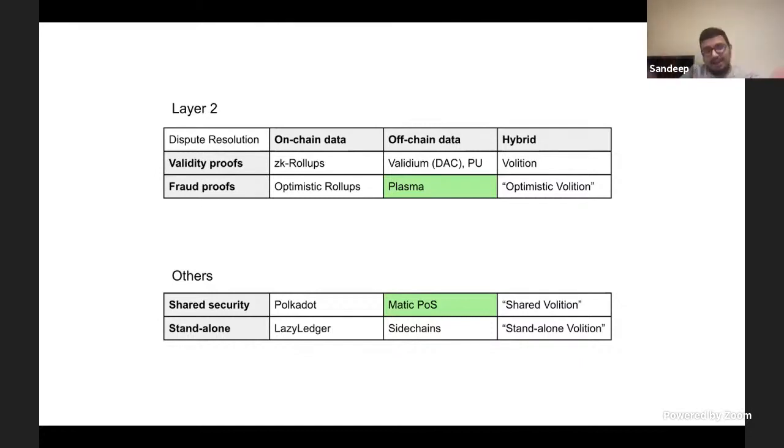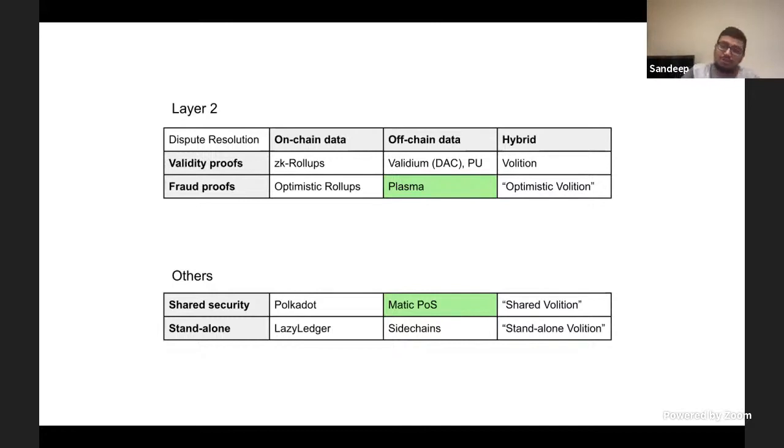So let's take a step back. What exactly is layer 2 or a scaling technique? How are we trying to scale Ethereum? We are trying to do some of these computations off-chain, so that the Ethereum main chain doesn't have to do so much computation. It has limited bandwidth in that sense. So how do we do that? These two things: dispute resolution and data availability.